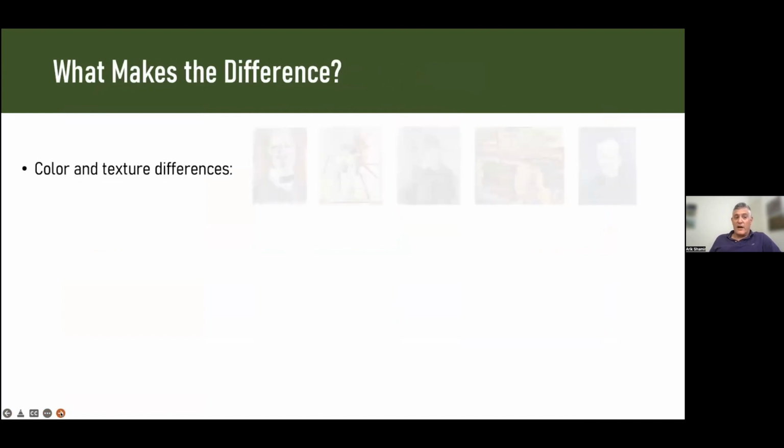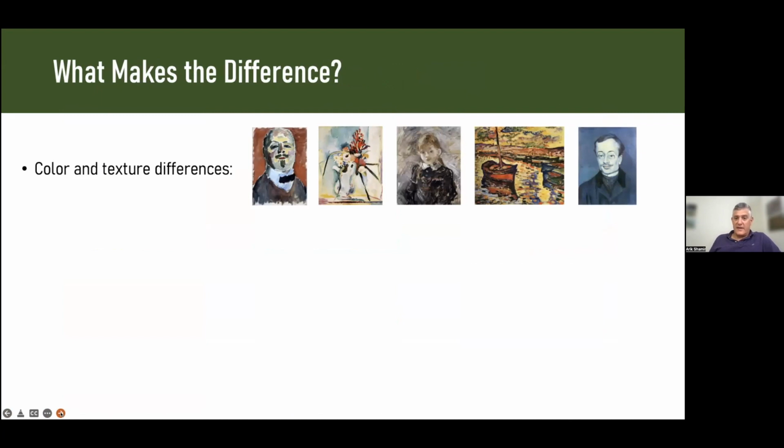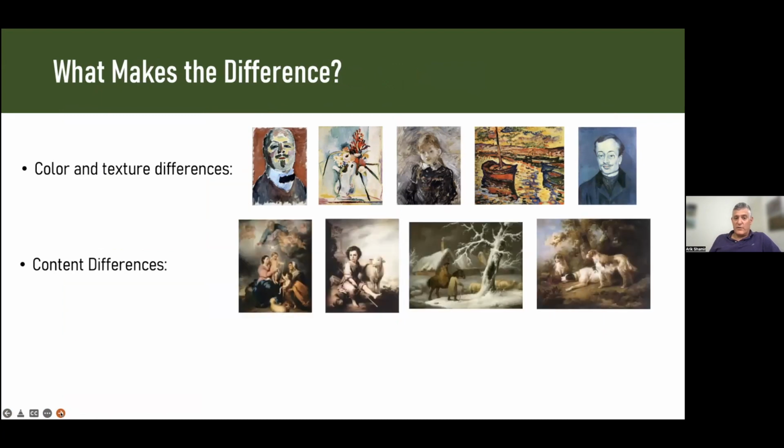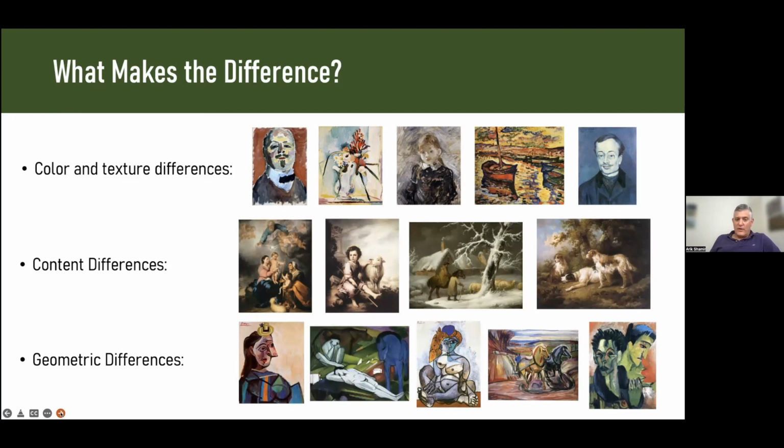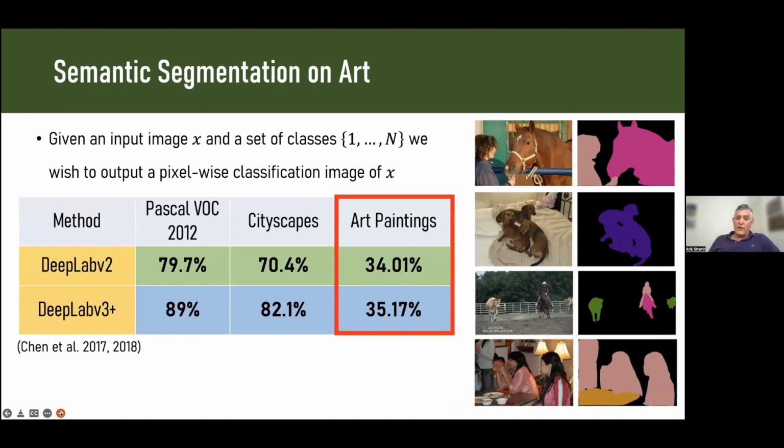As I said before, there are a lot of color and texture differences between artistic paintings and real photographs. There are also a lot of content differences, right? Artistic paintings tend to convey specific images or specific themes that many times are not really realistic. And lastly, there are also some geometric differences. In art, certainly, the shapes of humans, animals, and even scenes can be distorted severely. So all these create challenges again for computer vision algorithms. And as I've shown you before, if you try to run the state-of-the-art segmentation algorithms, you find that the performance drops rapidly to around 30 or 40%. So we were trying to tackle exactly this problem: segmentation in art.